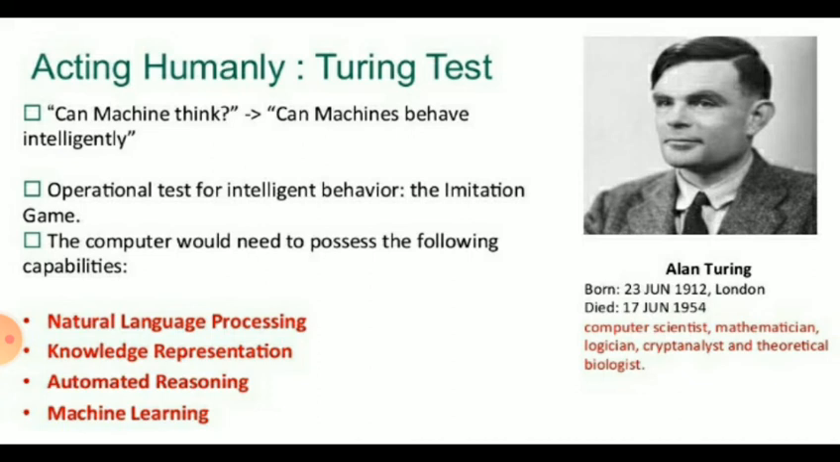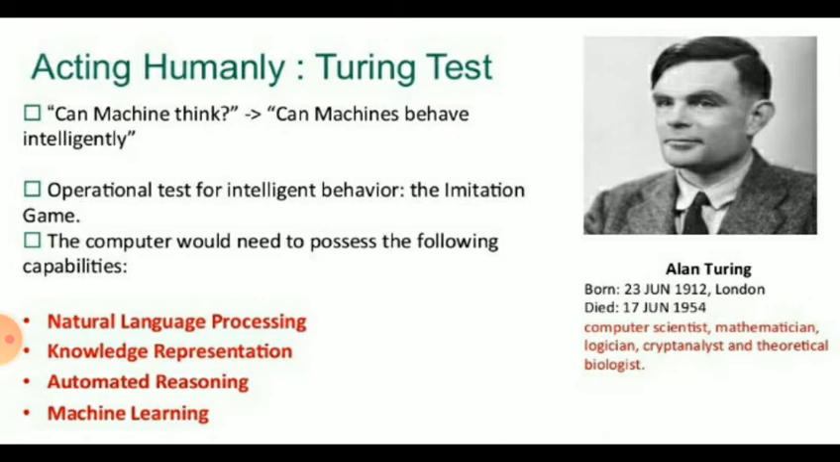Then, systems that act like humans, that is, acting humanly. This represents the art of creating machines that perform functions that require intelligence when performed by people. The example of this is the Turing test. In this, the computer passes the test if the human interrogator, after posing some written questions, cannot tell whether the written responses came from a person or not.